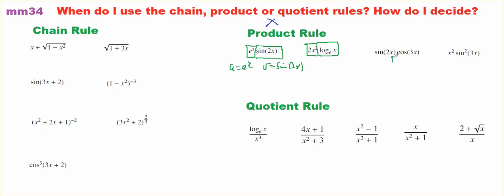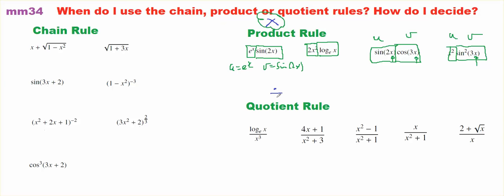I've got an x there and an x there. So this is u and this bit is v. Here I've got an x squared, so that's u, and I've got x in the middle of the sine, which is also squared, so that's v. So they're all product rules and they multiply.